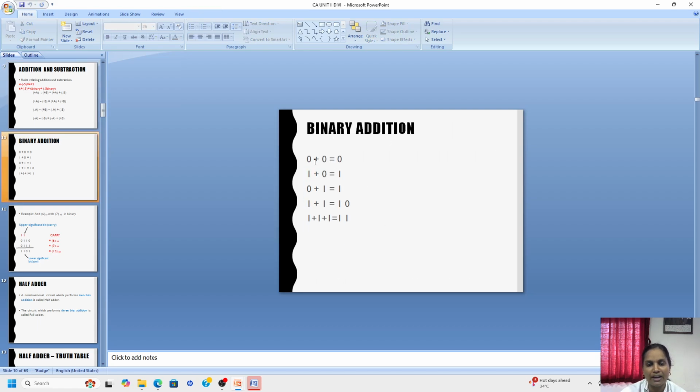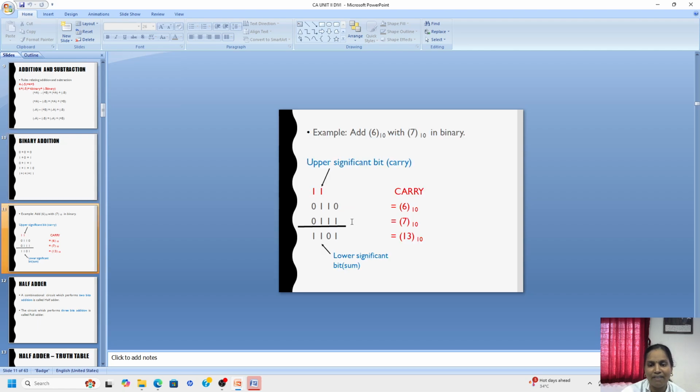Simple binary addition: 0 plus 0 equals 0, 1 plus 0 equals 1, 0 plus 1 equals 1, 1 plus 1 equals 10, 1 plus 1 plus 1 equals 11. So this is a simple addition operation of two digits. The first number 6 is converted into a binary number, followed by 7. Each decimal number is converted into a binary number. Now you can perform the addition with the two binary numbers.